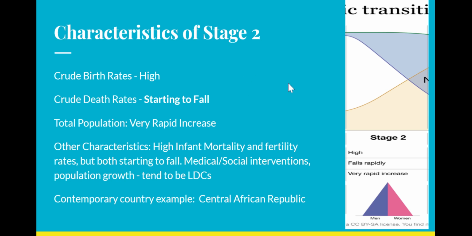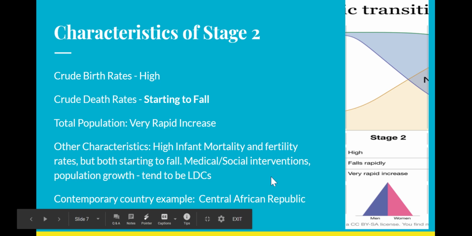So what we often see is birth rates are still pretty high. So all of that in between is population growth. So you start to see very, very rapid population growth happening within these countries. So stage 2 is marked by falling death rates and very rapid population growth, as well as some of these other things that you see here.